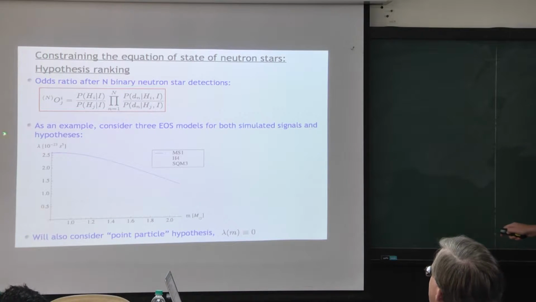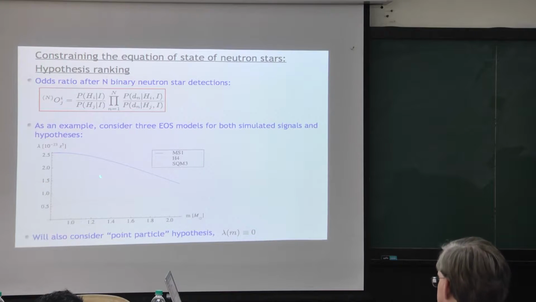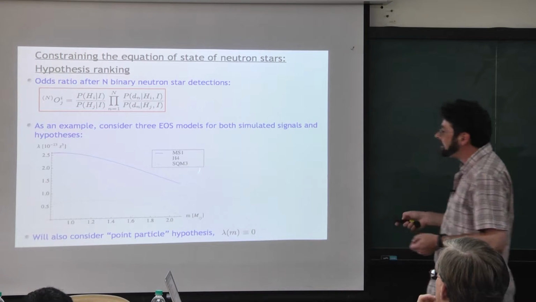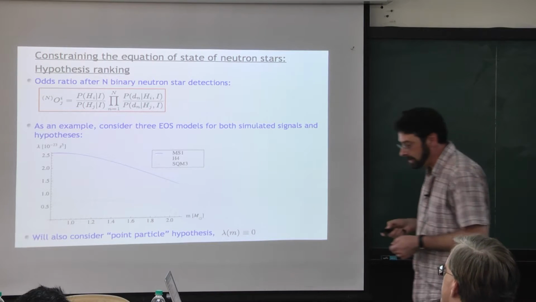In any case, what we picked here was a very stiff equation of state, and it's called MS1 for whatever reason. And then there is a moderate equation of state, and then a soft equation of state. And also, in addition, we'll consider the so-called point particle hypothesis, which says that, literally, the neutron stars are not neutron stars, but point particles. They have no extension, and that's the same as saying that the tidal deformability is 0. So the idea is then to check if we can at least make a difference between a hard, a moderate, and a soft equation of state. If we can't even do that, then it's hopeless to do something more detailed.